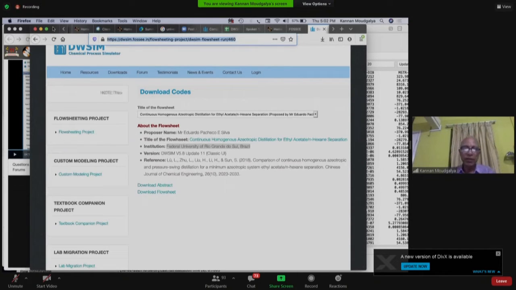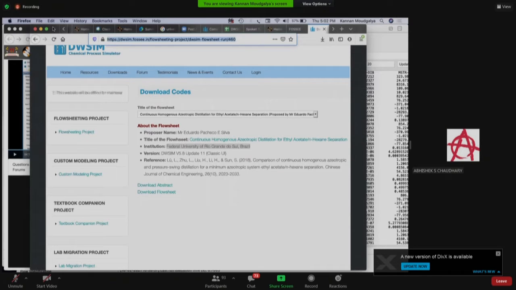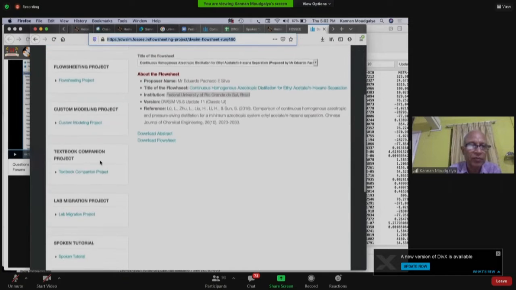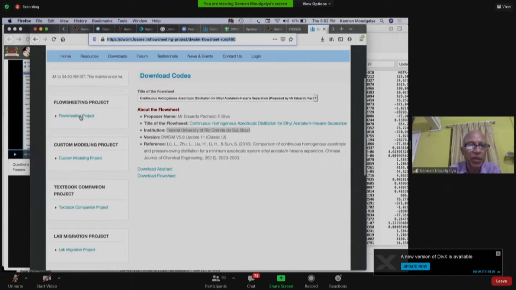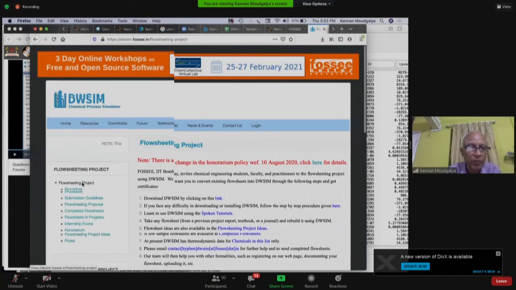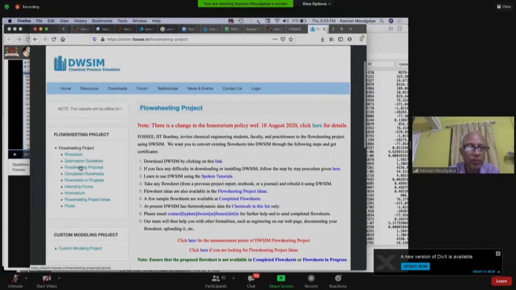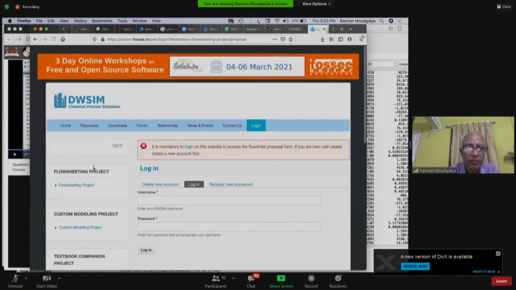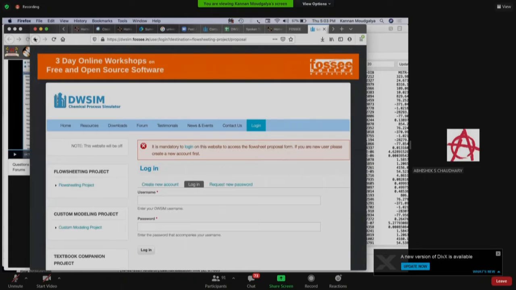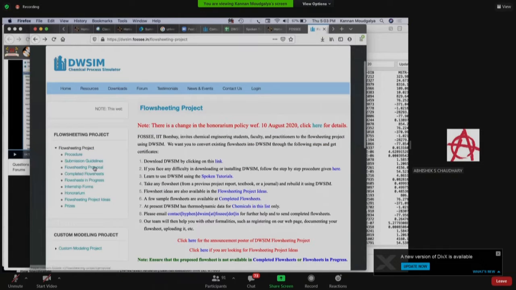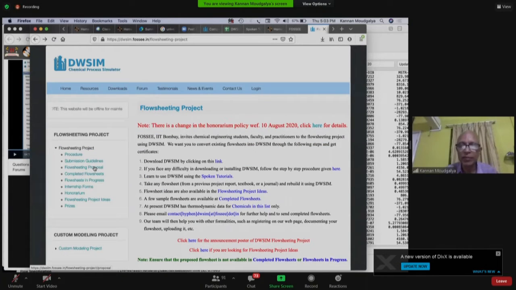There is another thing. Yeah. So how can we contribute to this, sir? It's all here. It says proposal. See, for example, flow sheeting project. You can see flow sheeting proposal. So what's the criteria for selection over here? All correct simulations will be accepted.